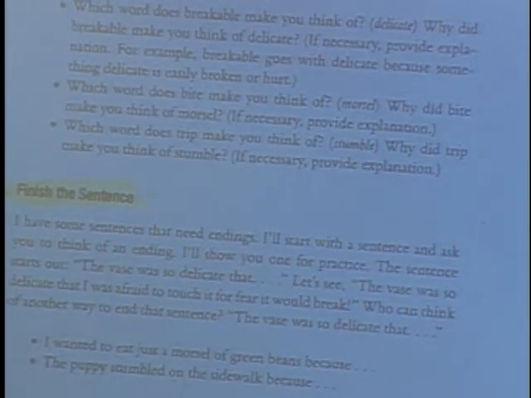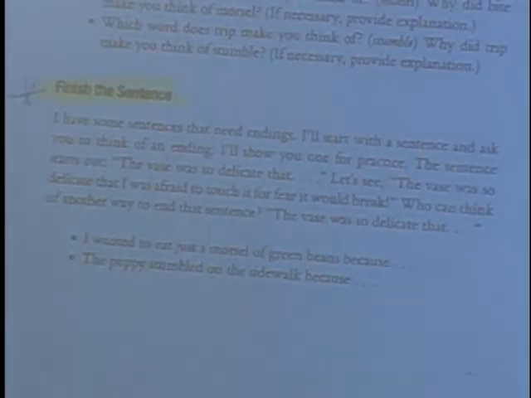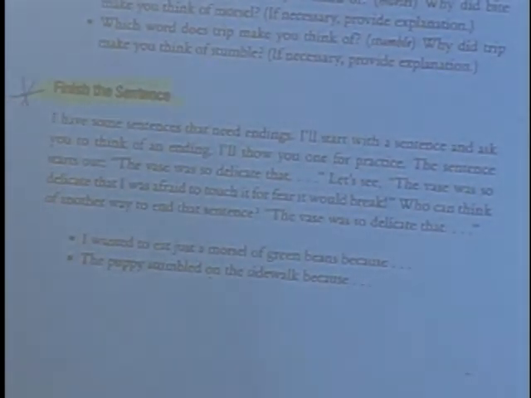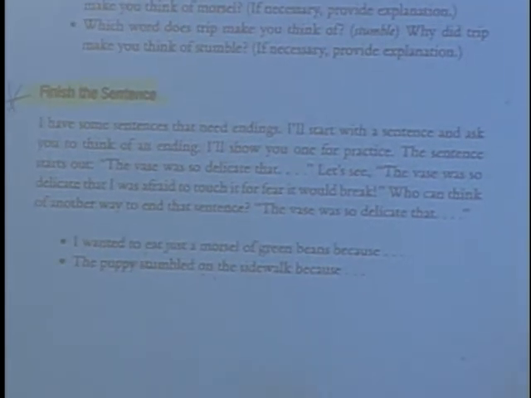Okay, then the third activity that we're going to discuss today, remember there are many others. I'm just focusing on these three: making choices, word association, and finish the sentence. And if you're writing notes down, these are on page 67 and 79. So they're not right together. But finish the sentence. I have some sentences that need endings, and I'll start with a sentence and ask you to think of an ending. I'll show you one for practice.